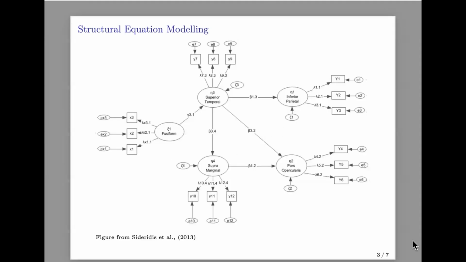Here is an SEM model about brain connectivities. Each circle here represents a brain region. The arrows represent the relationship between these brain regions. With SEM, researchers are able to test or make inferences about this kind of complex model.